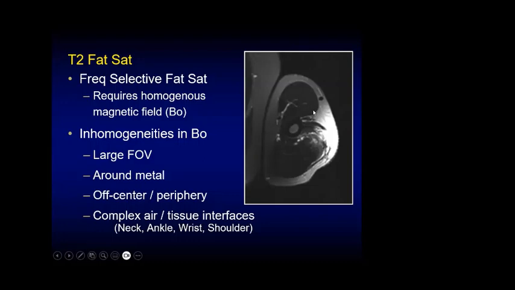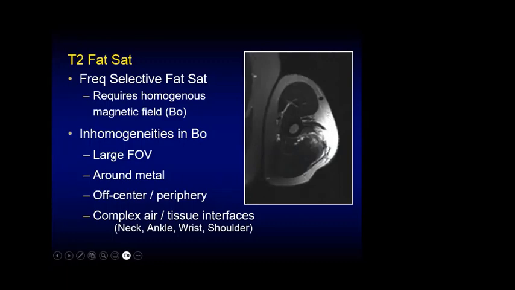An example of that is this patient with this soft tissue tumor. You don't really have fat saturation on the lateral side of the extremity. The reason for that is because the limb is off-centered in the MRI scanner, and because it's off-centered, you have failure of the fat saturation or frequency selection technique.